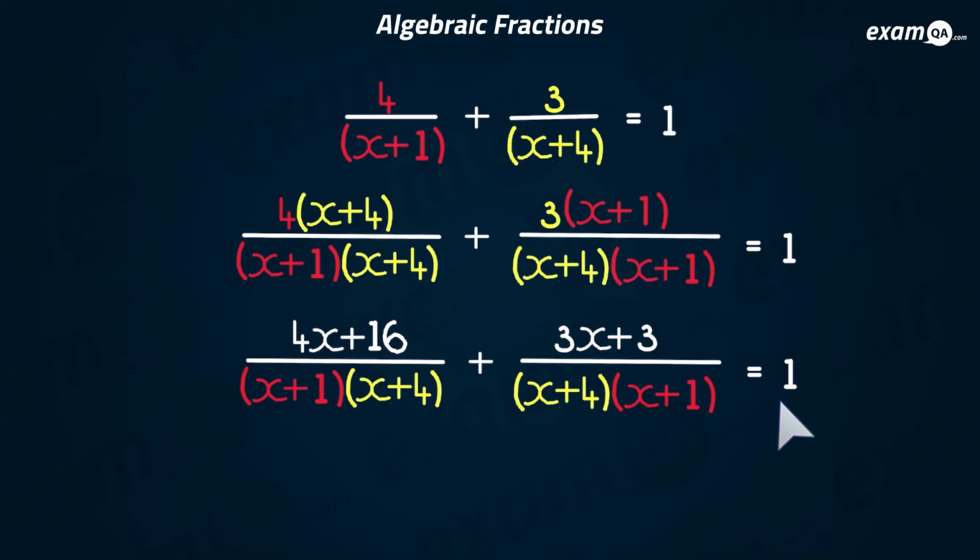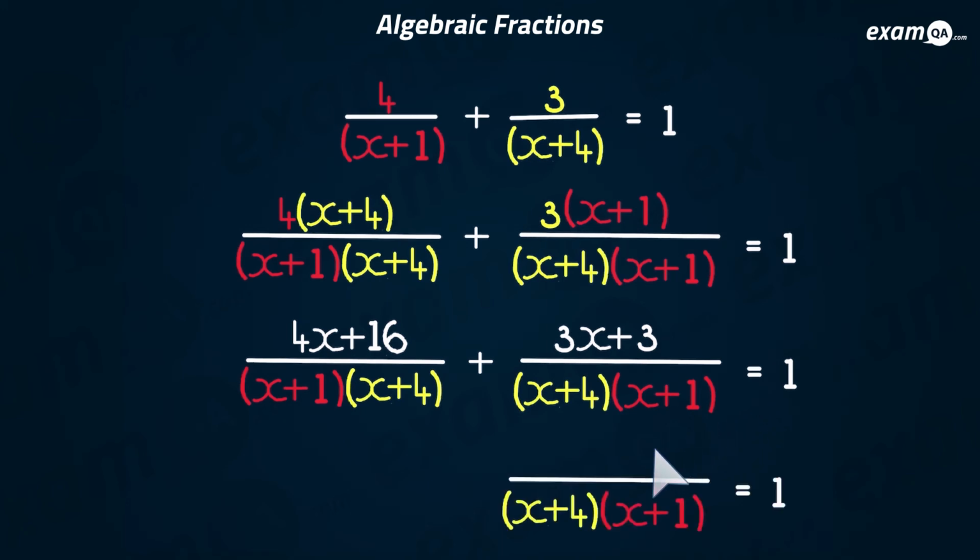Okay, so let's do what we said. Put it all over one denominator. We're just going to add the tops now. So you've got 4x plus 3x, which gives you 7x. You've got 16 plus 3, which gives you 19. Brilliant. Okay, so we're running out of space here. So let's take what we've got up to now to another page.